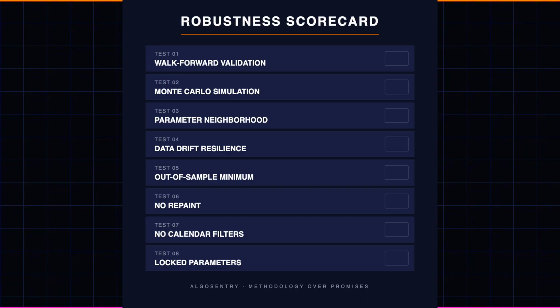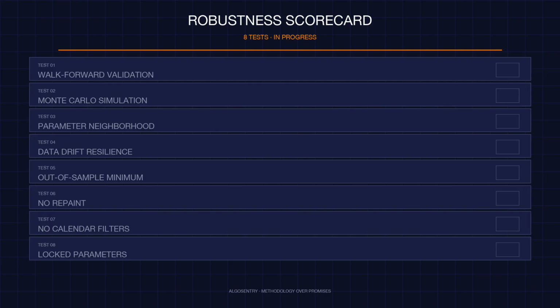I ran the same strategy through 6 years of data, plus all 8 tests. Watch what happens. Test 1. Walk-forward validation. I split the 6 years into 10 rolling in-sample and out-of-sample windows. The strategy held up in only 4 of 10 windows. Out-of-sample performance dropped on average 23%. Above the 15% threshold. Fail.